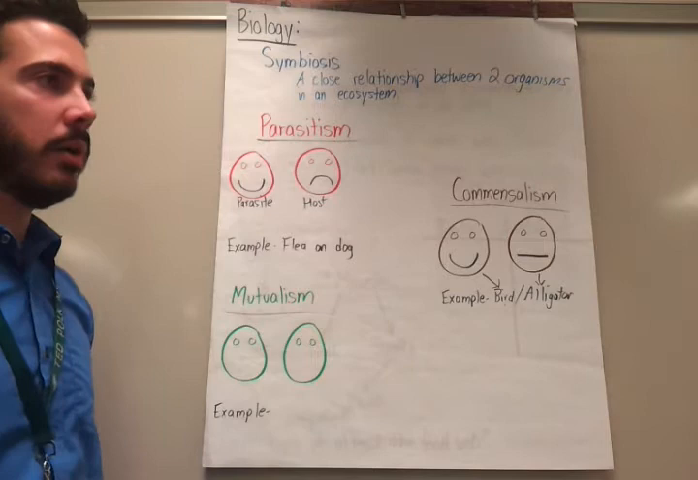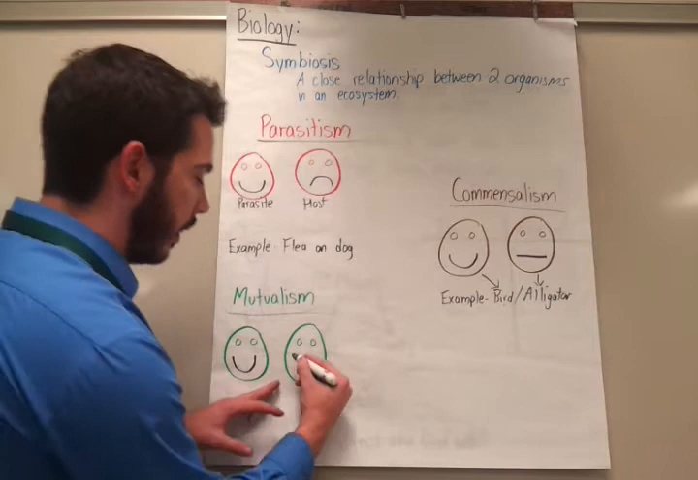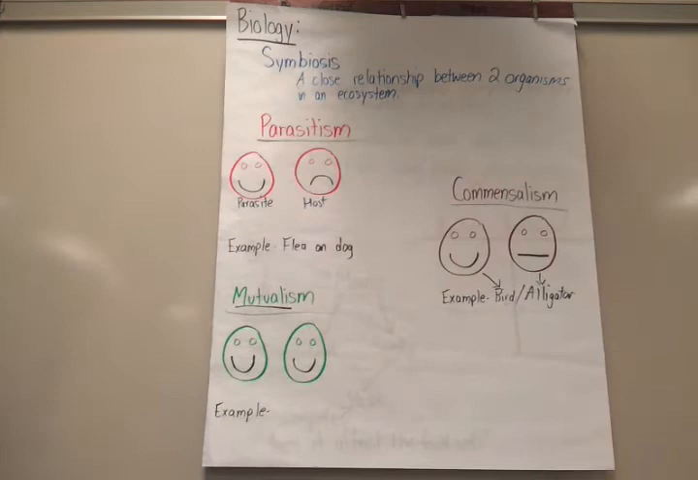Another type of symbiotic relationship is mutualism. In a mutualistic relationship, one organism benefits and the other organism also benefits. It's mutually beneficial, mutual being the key word there. An example would be the clownfish and the anemone.